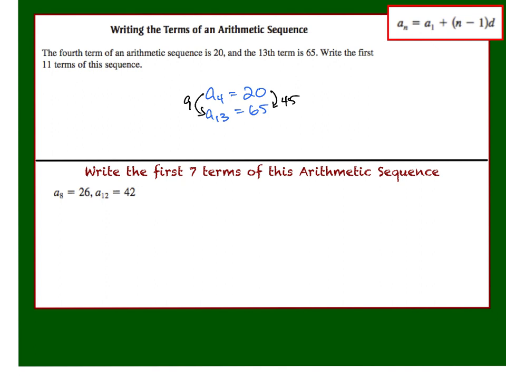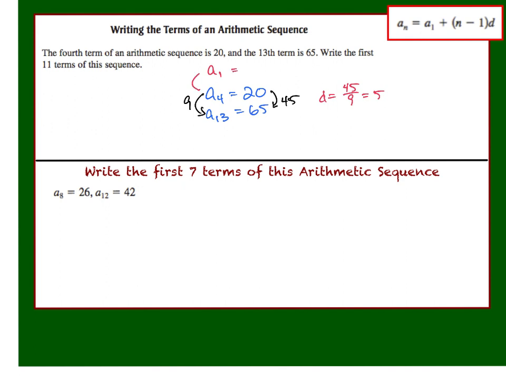So how do we find our common difference? We take 45 and divide by 9. Our common difference is 5. All right, so I get a common difference of 5. All right. So I like to go back this way. So now I'm going to find a sub 1.